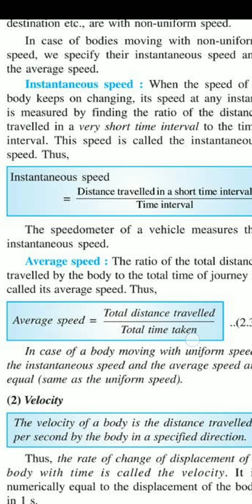Then average speed. Average speed will be the ratio of total distance traveled divided by total time taken. Okay.